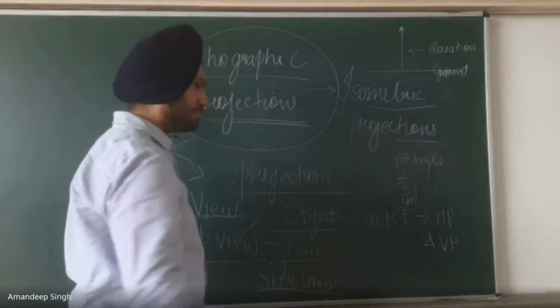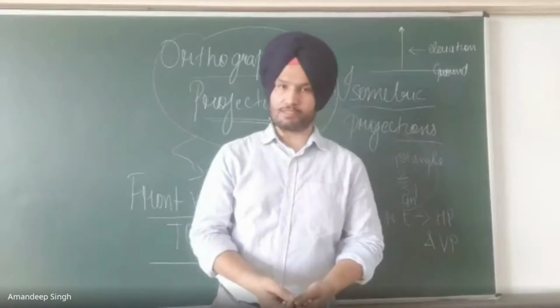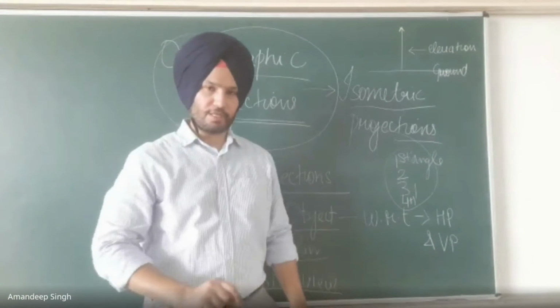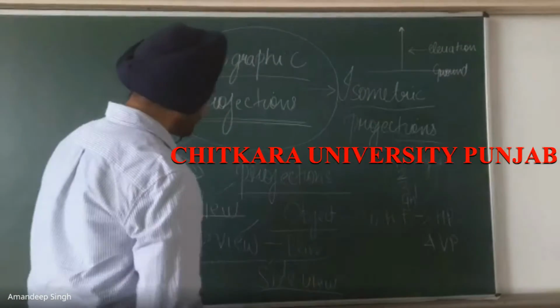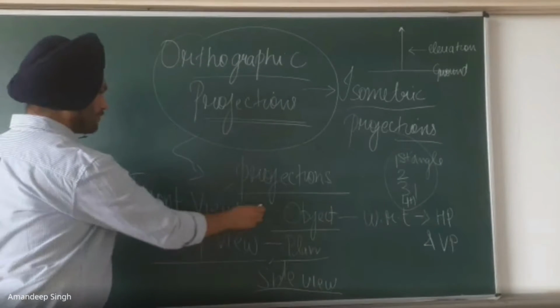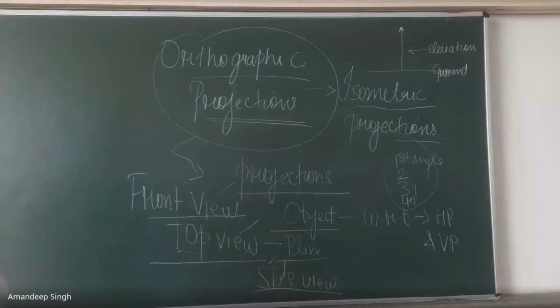What is the plan? Whenever you plan something, you open a sheet of map and you keep thinking, what is the plan? You draw the lines. This is the plan. So you can remember it like this: top plan or top view, front view or front elevation, side view or side elevation. All these three views, all these three projections together are called the orthographic projections.